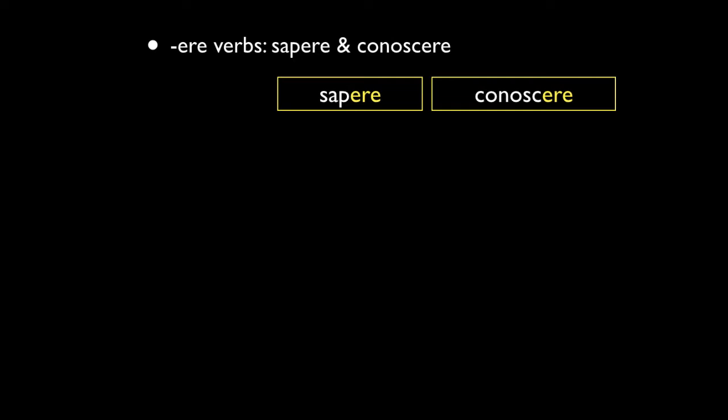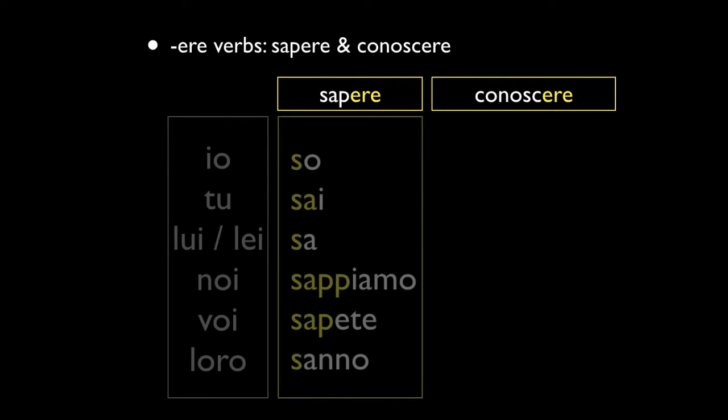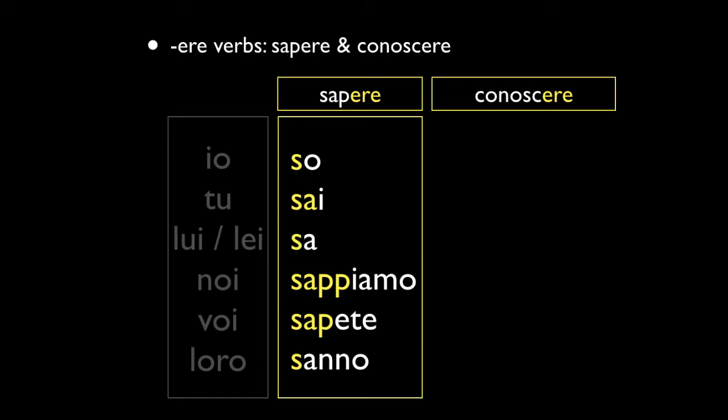Here's the verb sapere and conoscere. There are the subject pronouns io, tu, lui, lei, noi, voi, and loro. So sapere is io so, I know. Tu sai, you know. Lui, lei sa, that is he, she, you formal, knows. Noi sappiamo, we know. Voi sapete, you all know. And loro sanno, they know.